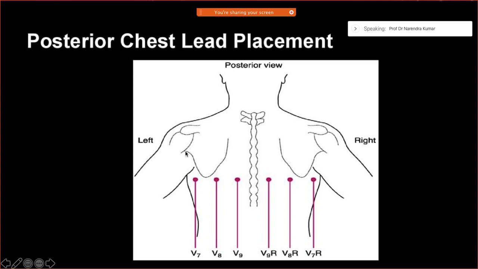This is the interscapular line: one lead at the beginning, one in the middle, and one towards the end, almost parallel to the vertebral line. For right ventricular MI, two things are there. For posterior wall MI, you should ideally keep the leads at the back. For right ventricular MI, you can also do it from the back, but the more commonly practiced approach is to put them in the front.